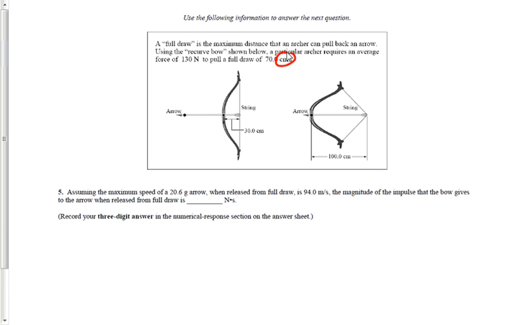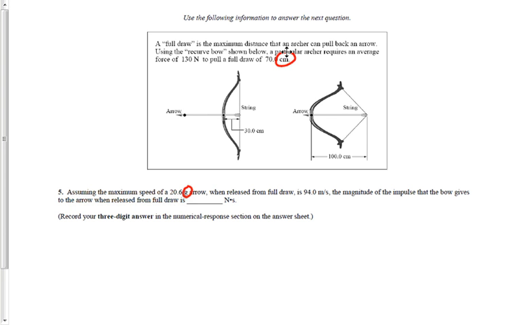Assuming the maximum speed of a 20.6 gram arrow, when released from full draw, is 94 meters per second, the magnitude of the impulse that the bow gives to the arrow is what? What kind of a problem do we have here? Again, forget about the givens right now. What's the context of this question? It's an impulse question, right? It says, what's the impulse? It doesn't take a genius to figure out that it is an impulse question. Now, we may struggle a little bit with actually calculating that impulse. That's okay, but when it asks us for impulse, we know it's got to be impulse.